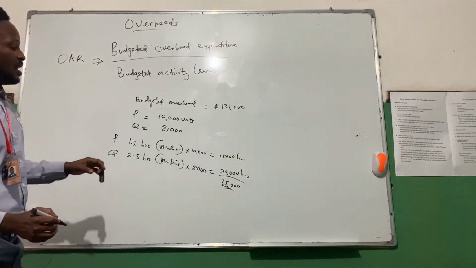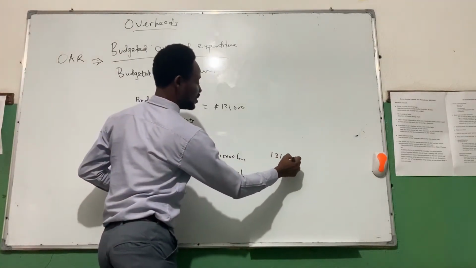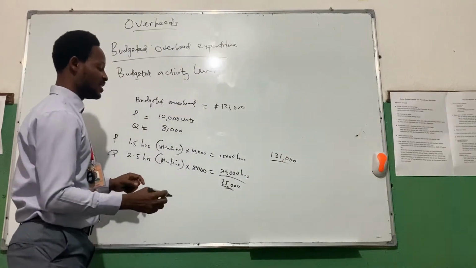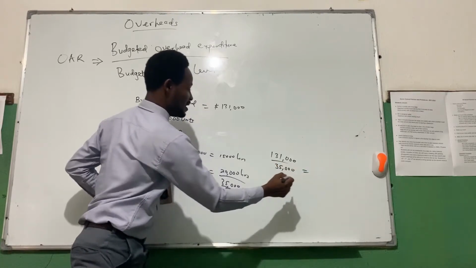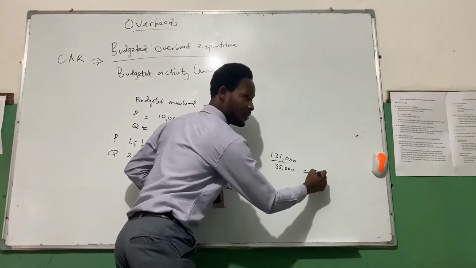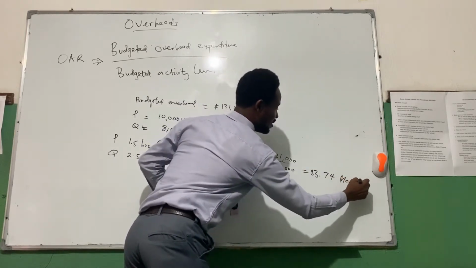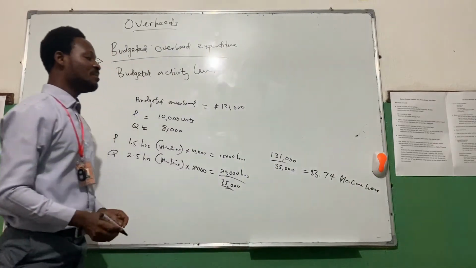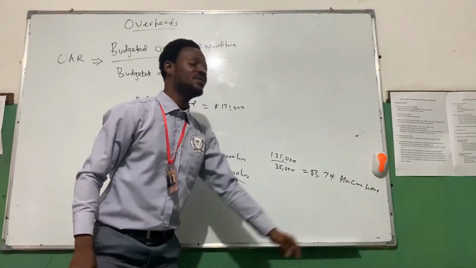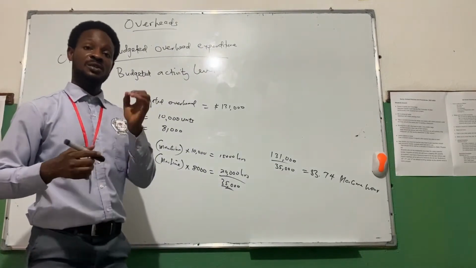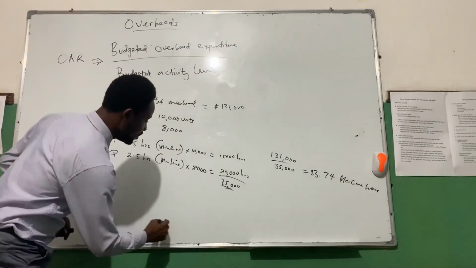So the overhead absorption rate now will be similar to what we got before, only that we're going to move a step further in our calculation. 131,000 divided by 35,000 gave me 3.74 per machine hour. Now, that means for each machine hour, you are going to incur $3.74.